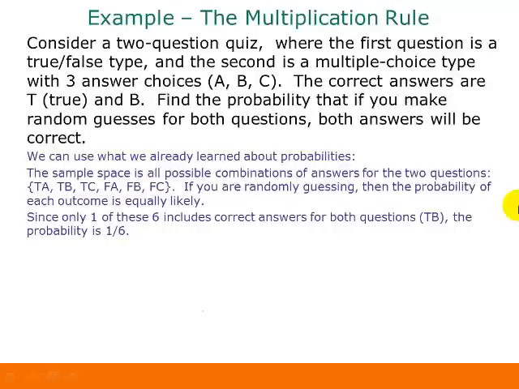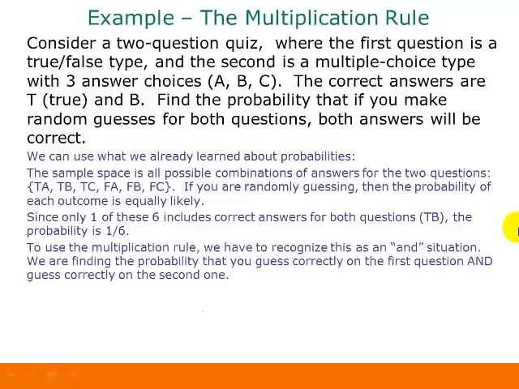Since only one of these six includes correct answers for both questions, that is true and B, the probability of guessing that correct answer is 1/6. To use the multiplication rule, we have to recognize this as an "and" situation. So we are finding the probability that you guess correctly on the first question and guess correctly on the second one.